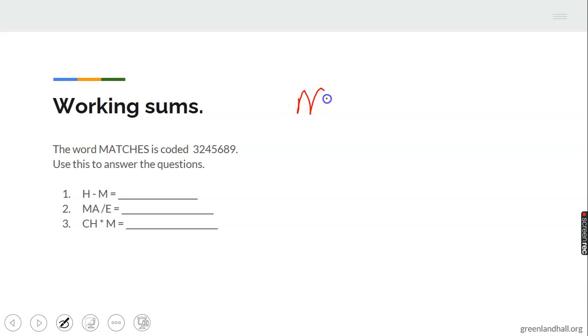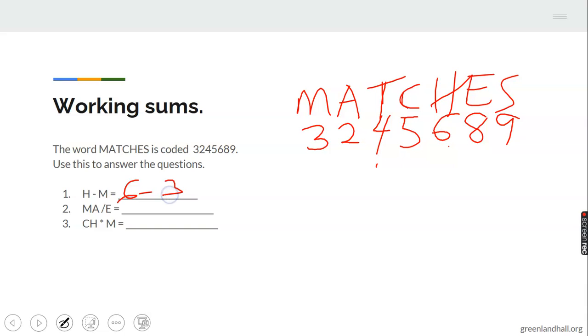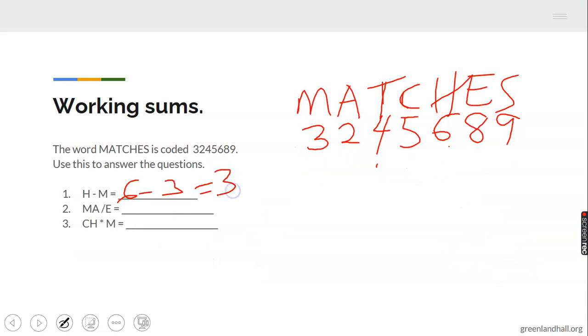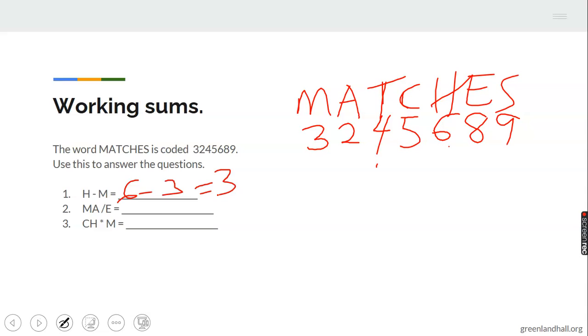Okay, see the same MATCHES. We still have the word MATCHES here. And then we have the numbers 3, 2, 4, 5, 6, 8, 9. Okay, we have H minus M here. What was H? That's 6 minus 3. Was it not H minus M? Okay, we had that before. That's 3. We also have MA divided by E. That's 32 divided by 8, which is 4.